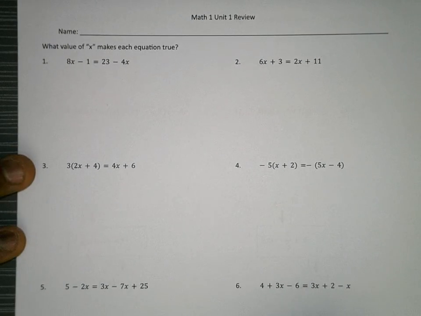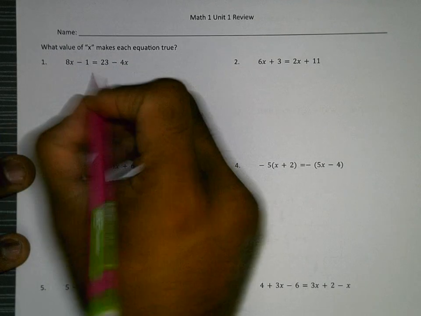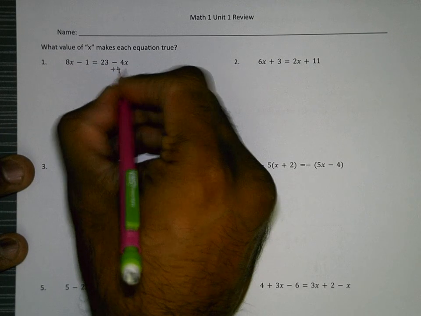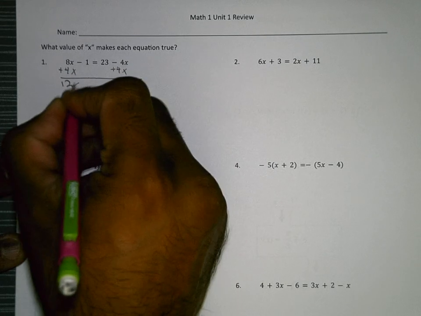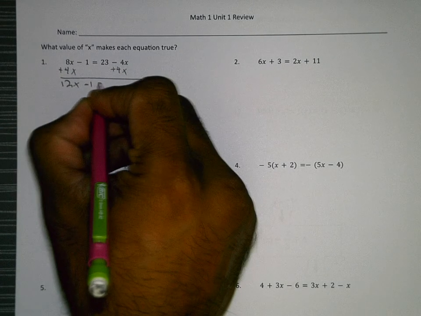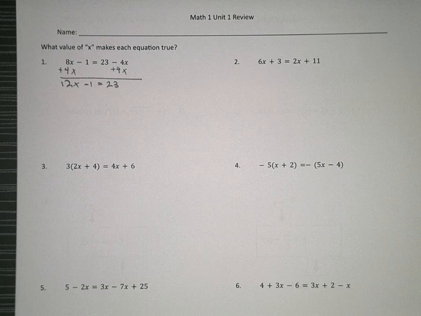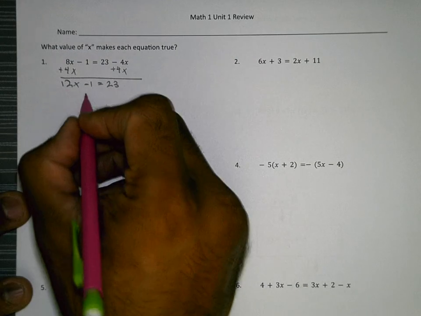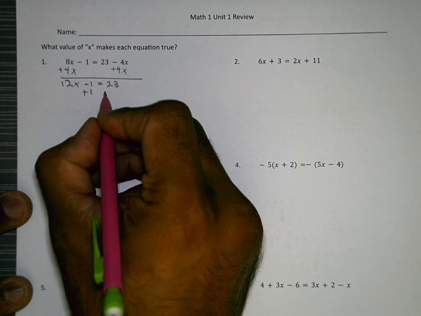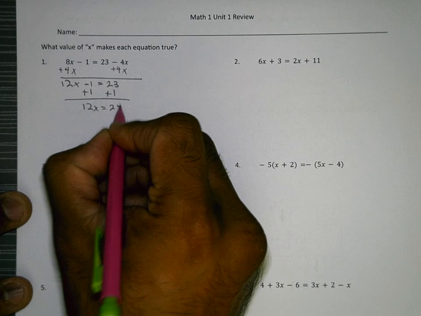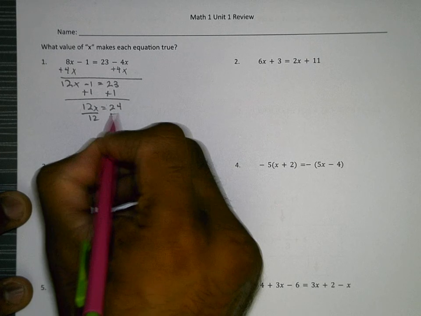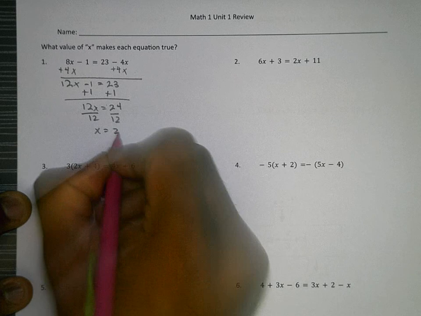Number one, I'm going to go ahead and get the variables on the same side. I'm solving here. Add 4x to both sides. So 12x minus 1 equals 23. Add a 1 to both sides. Divide by 12. X equals 2.